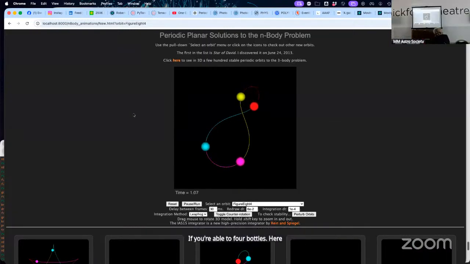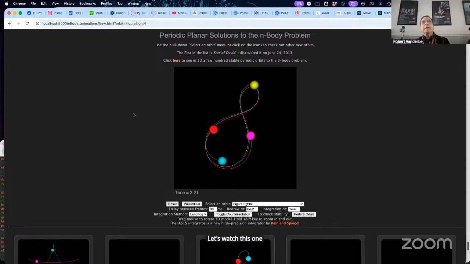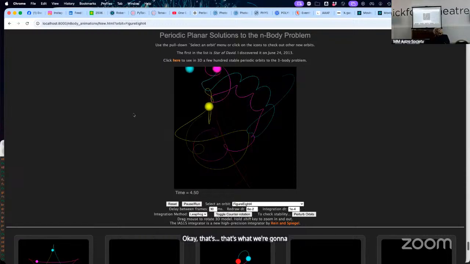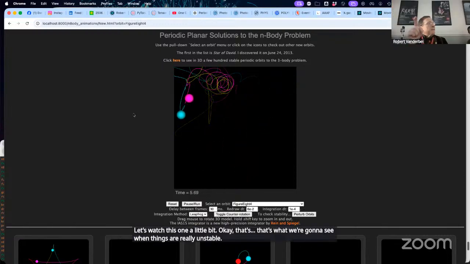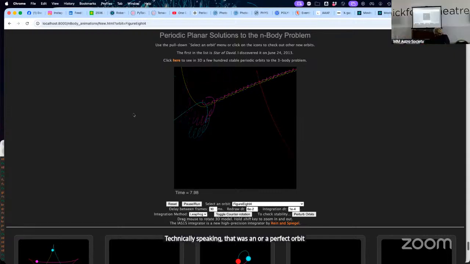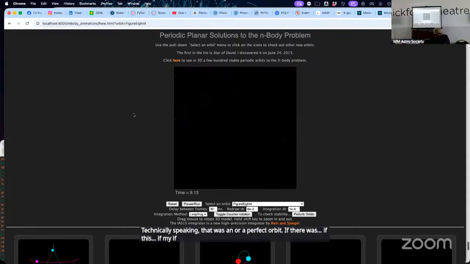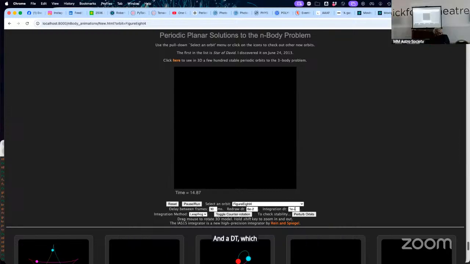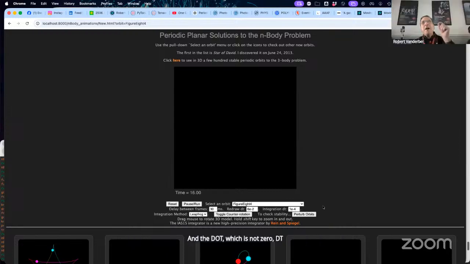Here we go. Let's watch this one a little bit. Okay, that's what we're going to see when things are really unstable. Technically speaking, that was a perfect orbit. If my calculations were done with infinite precision, that would have lasted forever. But because this is being done on a computer with 16 digits of accuracy, and a DT, this time increment when I'm updating things, is not 0.